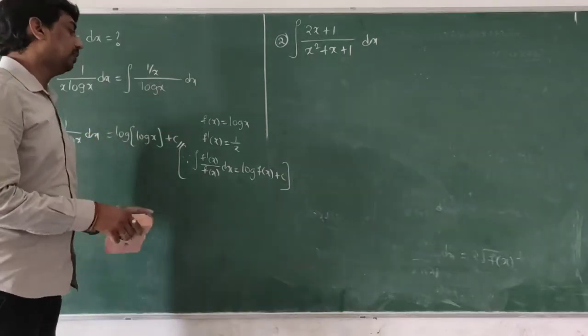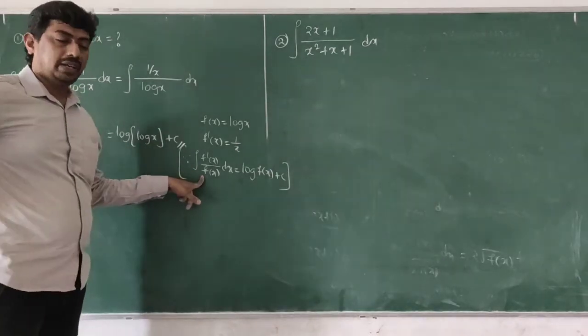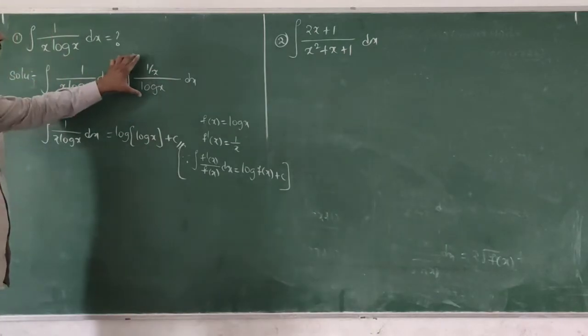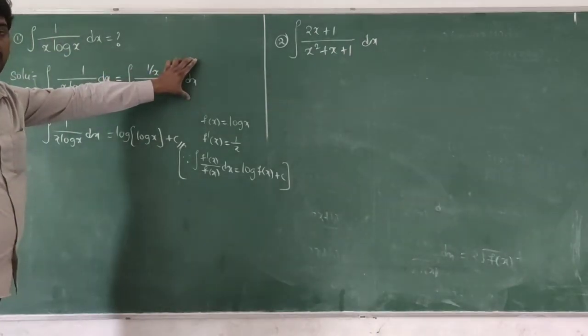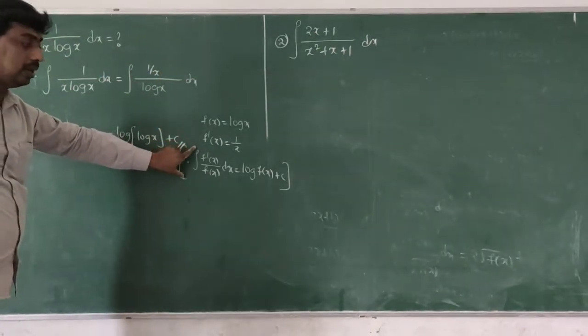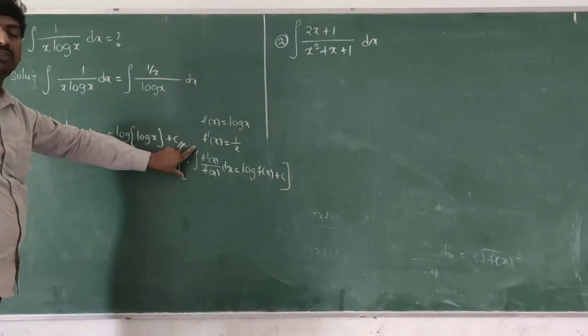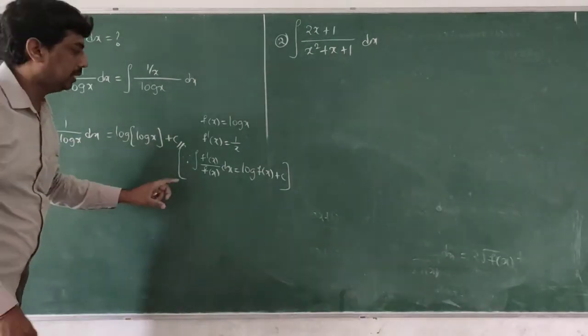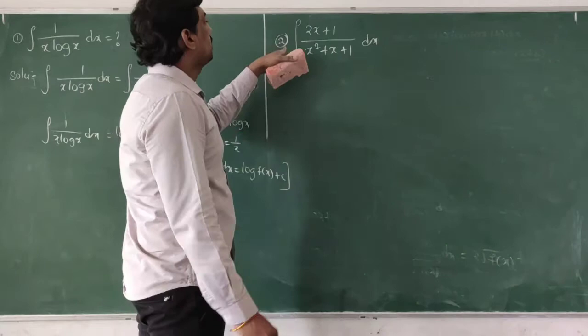Don't forget to write the formula, because this carries 2 marks weightage. For writing the problem like this, 1 mark, and for the formula also 1 mark. Then only we get 2 marks. That's why don't forget to write the formula. Understood clearly? Right.